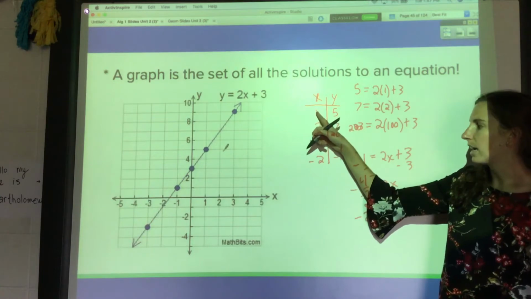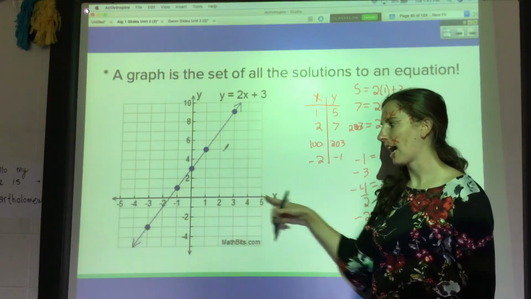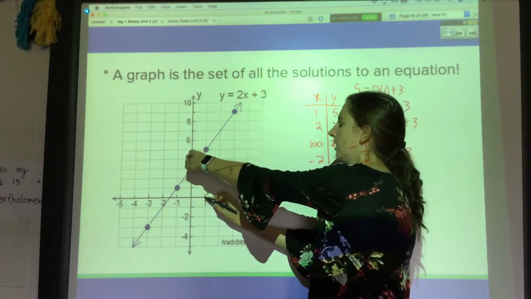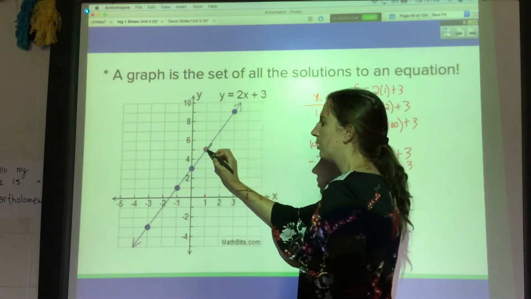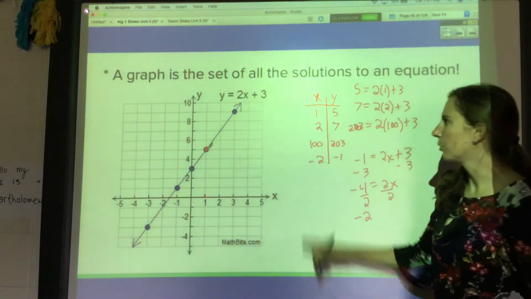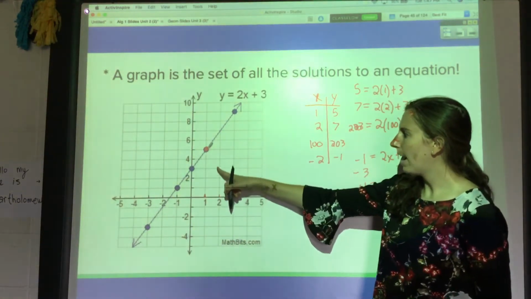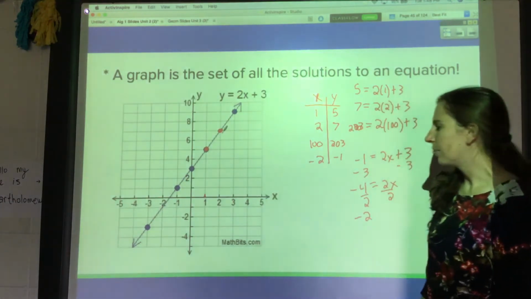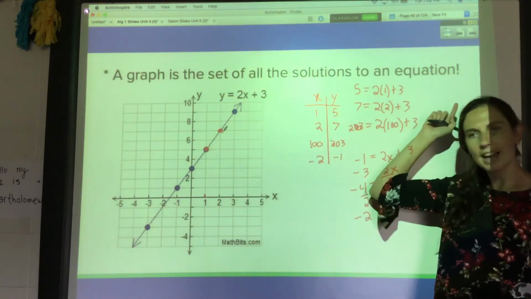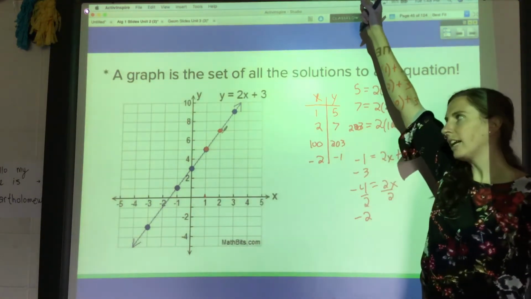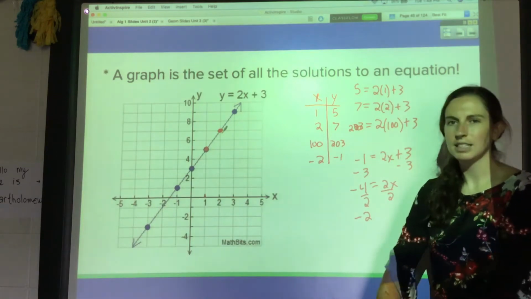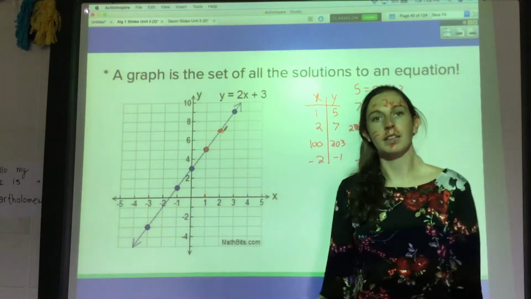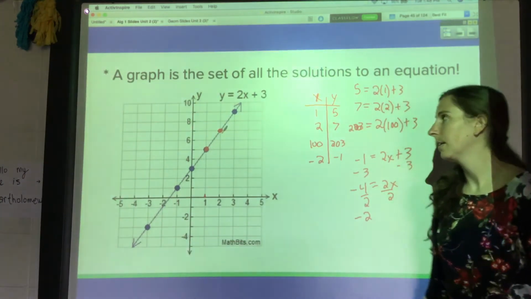Like if I go to where x is 1, so if this is the x-axis, go to where it's 1, and go to where y is 5, and see where those two things meet up, that happens right here. If I go to where x is 2, and where y is 7, that's right here. If I go to where x is 100, way that way, and where y is 203, that's way up there. And so since this line goes forever, we put arrows on the ends to indicate it's going to keep going forever in both directions to infinity.